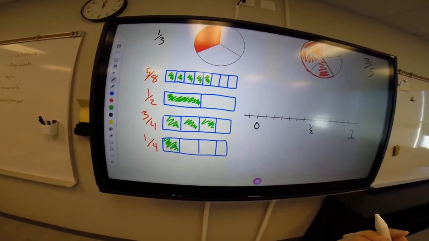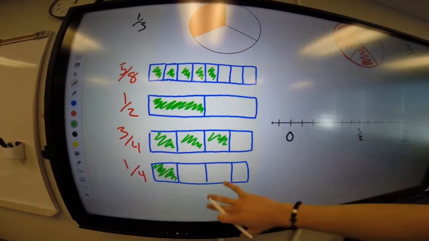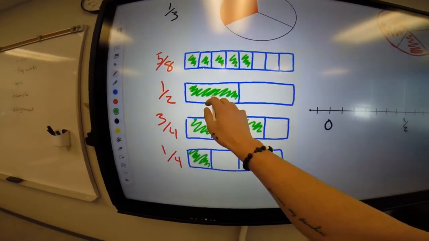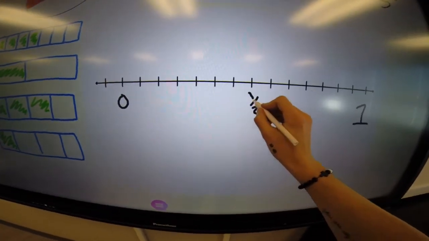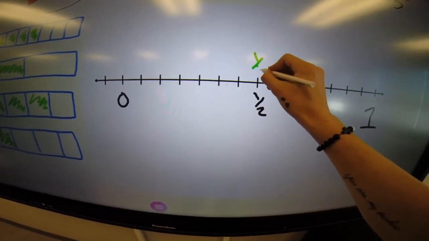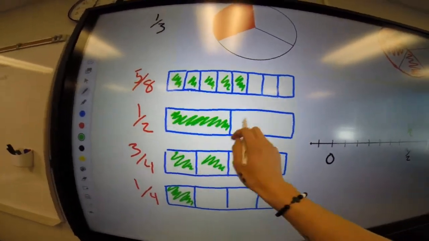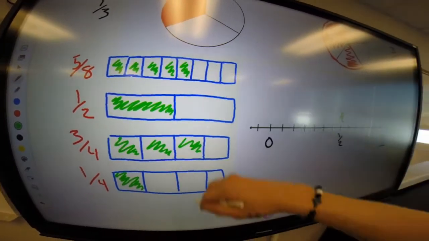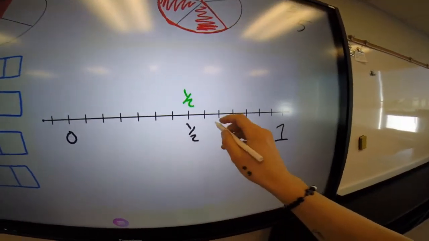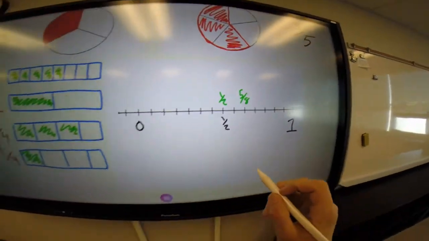So now I sit back and I look and I say, all right, well, where would these land on my number line? Well, I know 1/2 is going to land right here. Okay, so I could put 1/2 right there. If I look at 5/8, 5/8 is bigger than 1/2, but not by a whole lot. All right, so I come over here and I can go a little bit bigger, put my 5/8 in.